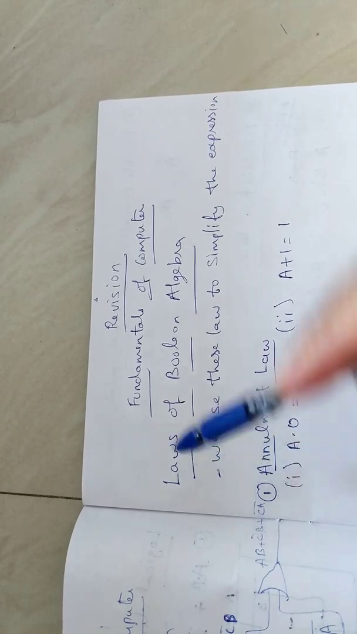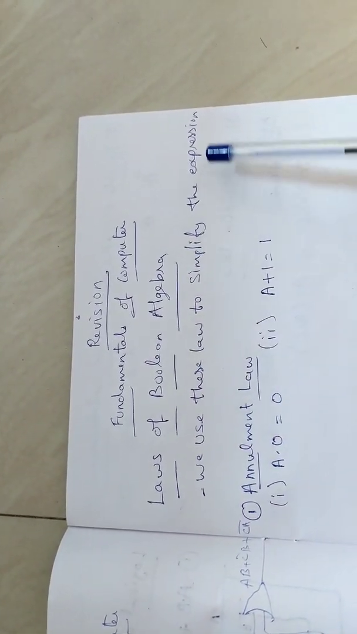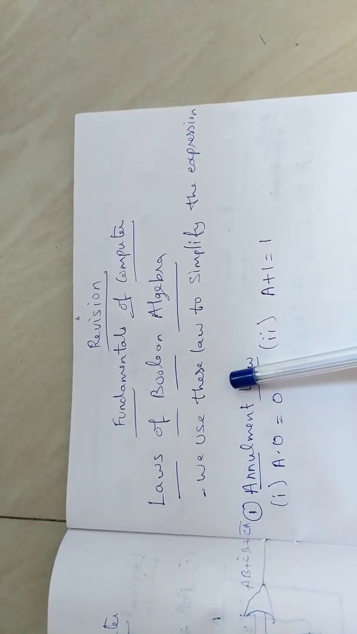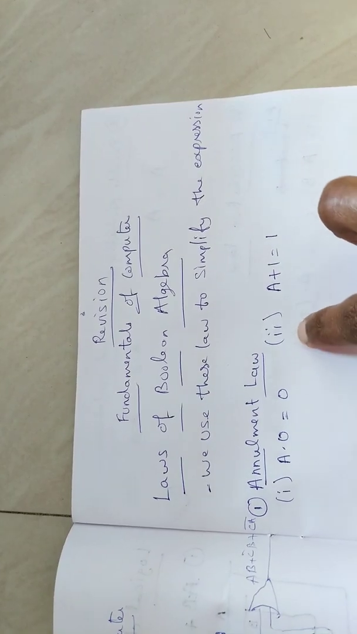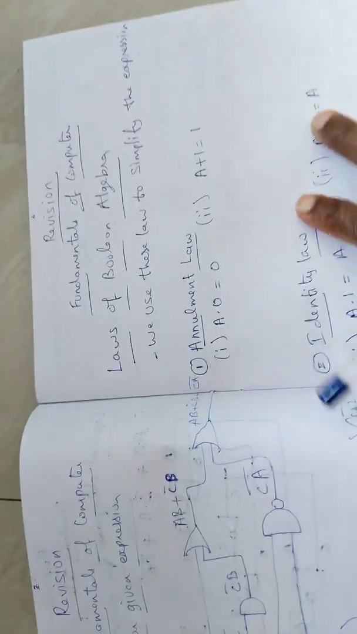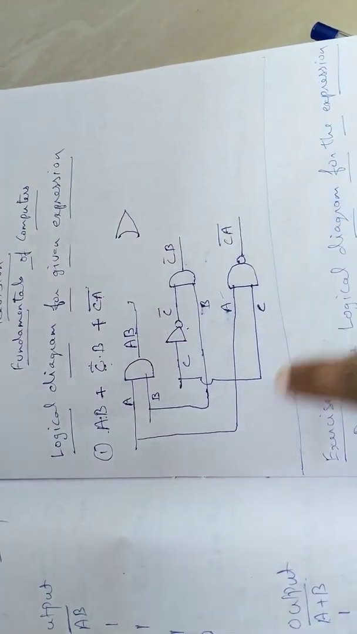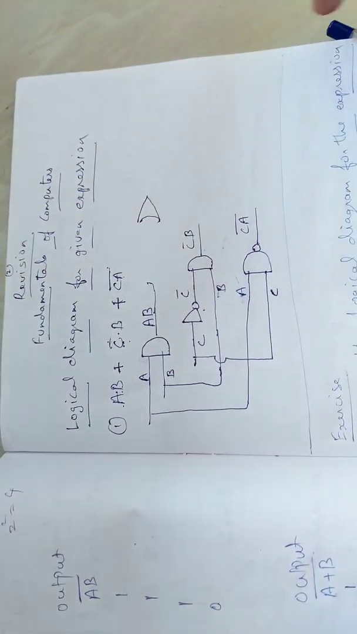If you are able to understand these laws, we can easily simplify an expression. In the previous video, I explained how to draw a logical design using different gates for a given expression. Do you remember? If an expression is given, how to draw it using different gates, we discussed like that.